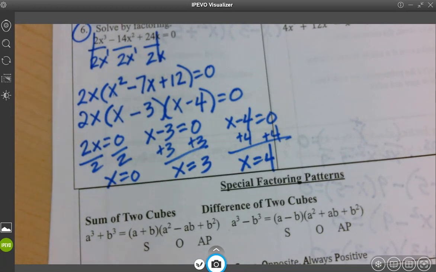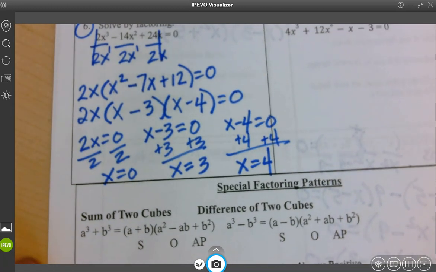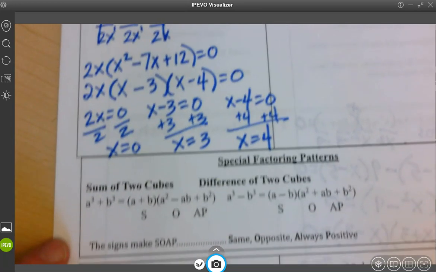Moving on. We're going to do some of these sum and difference of cubes. Take a look at that.